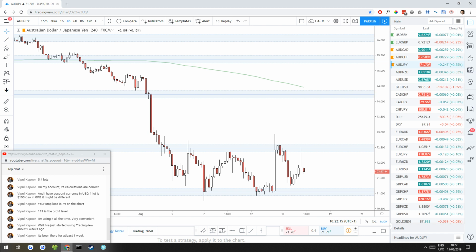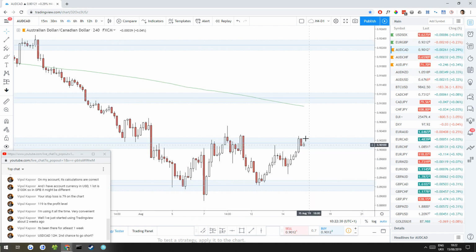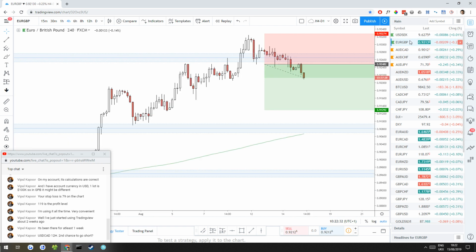And AUDJPY, this one's a bit weird, but it does have 3 bounces from the top, 2 from the bottom. So we're looking for price to hit the bottom or hit the top for a potential short or long. So these are basically two ranges and one almost a range.